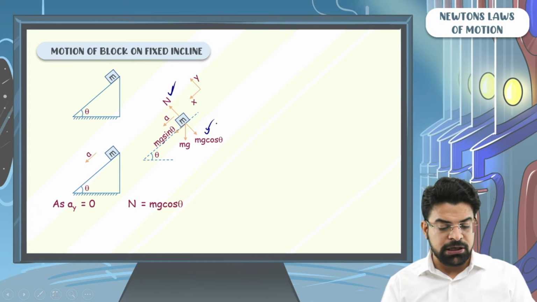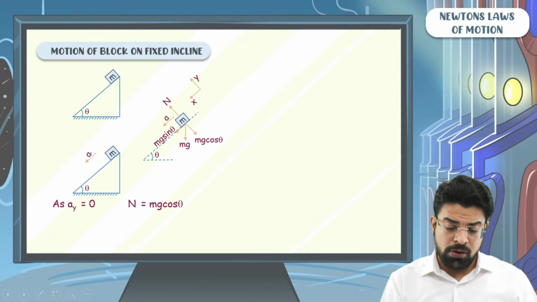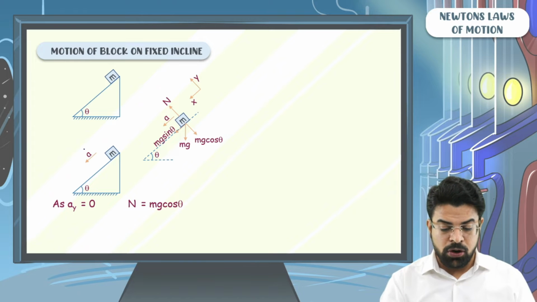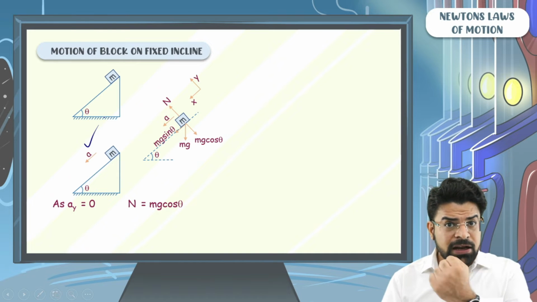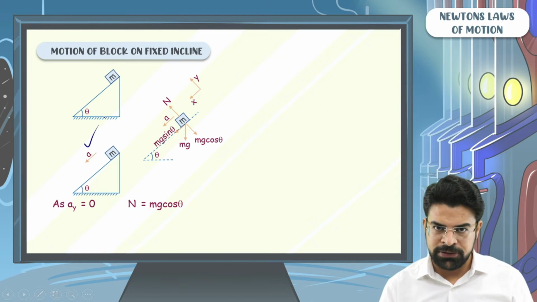So normal reaction has to be equal to mg cos theta. Now let's think of the x direction. We know that in the x direction the block accelerates here. The net force acting in the direction of acceleration should be equal to mass into acceleration.